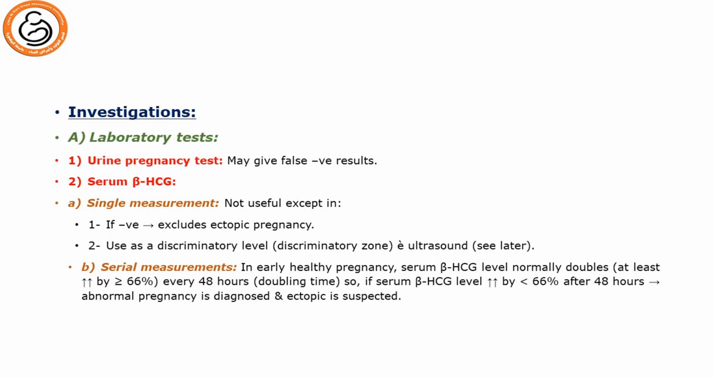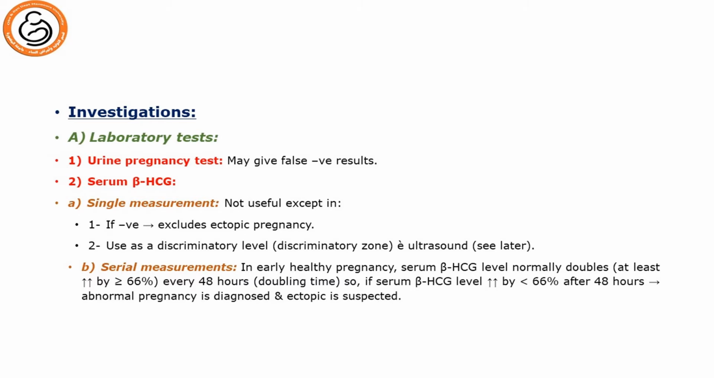Regarding investigations for cases of ectopic, first we do laboratory tests. Urine pregnancy test may give false negative results if the disturbance occurred more than 2 weeks before. Serum beta HCG: a single measure is not useful except if we have a negative test to exclude ectopic, or if the discriminatory level is already exceeded. We usually do serial measurement.